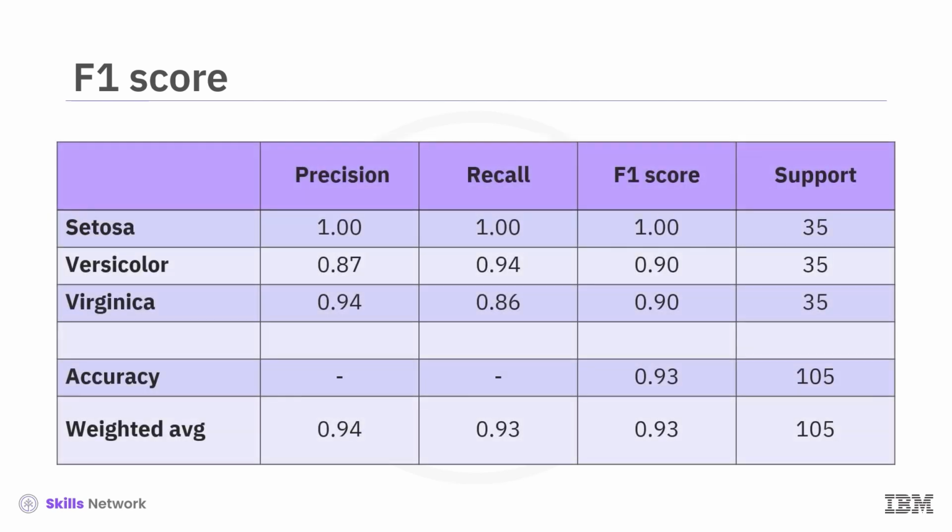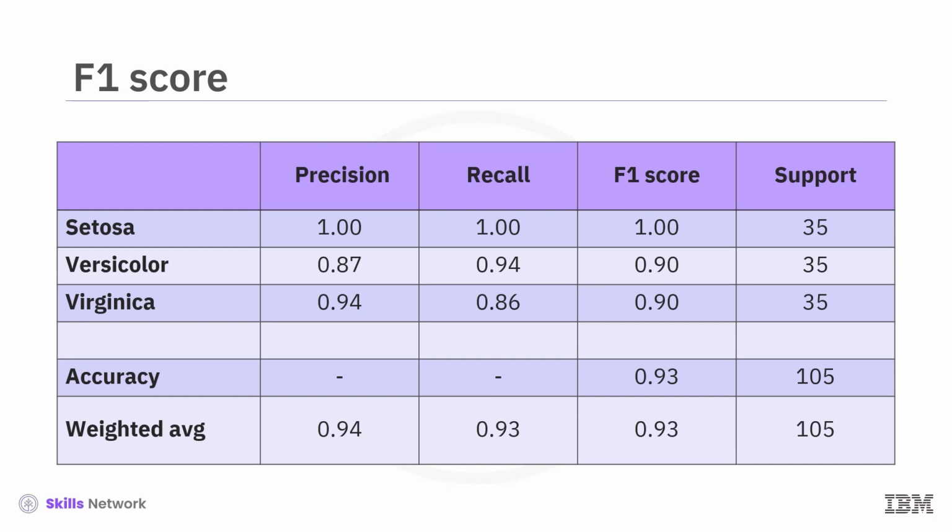Here is a table summarizing the precision, recall, and F1 scores for each of the actual classes: Setosa, Versicolor, and Virginica. Setosa predictions scored perfectly at 1 for each metric. The weighted average of the metrics is weighted by the support of each class, or number of flowers in each class.